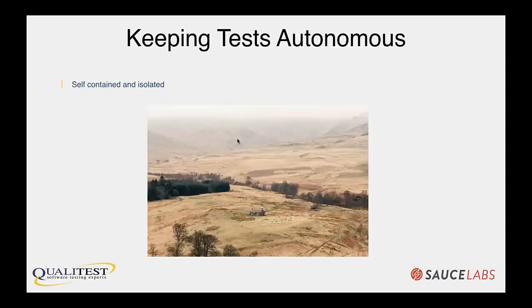Point number 2 about making sure that you have parallel tests is make sure that your tests are autonomous. Autonomous simply means that it's self-isolated. One of the biggest issues that can happen with parallelization and make it impossible for you is when you can start using the result of one test in the test that comes after it.